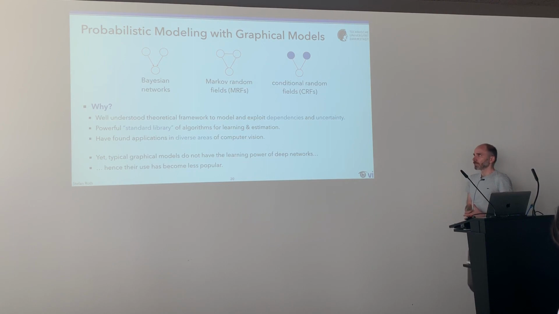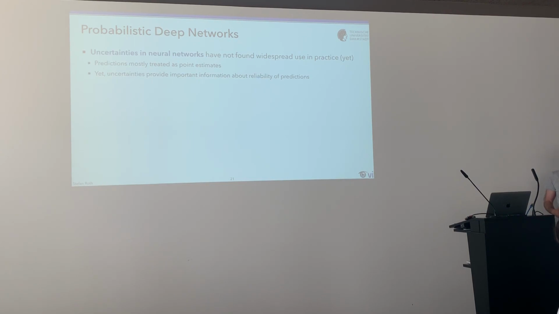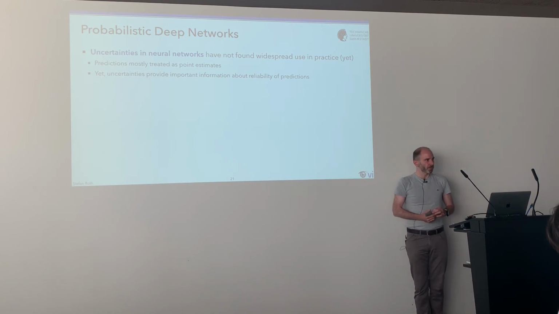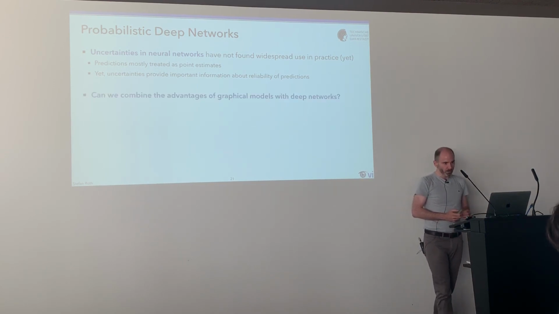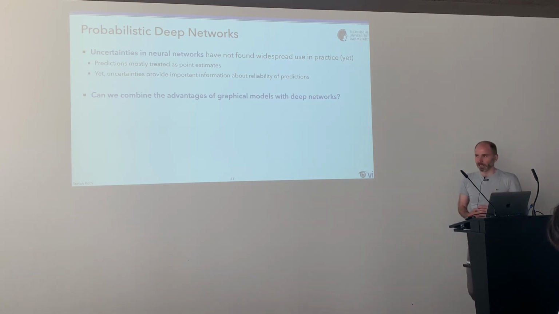However, nothing stands in the way of trying to combine the benefits of these and deep networks, and so one can, I would argue, and should think about probabilistic deep networks. But at least in the computer vision community, they don't seem to have found a very widespread use yet. So what I want to basically talk about in the next half hour or so is whether we can combine the advantages of graphical models with deep networks.